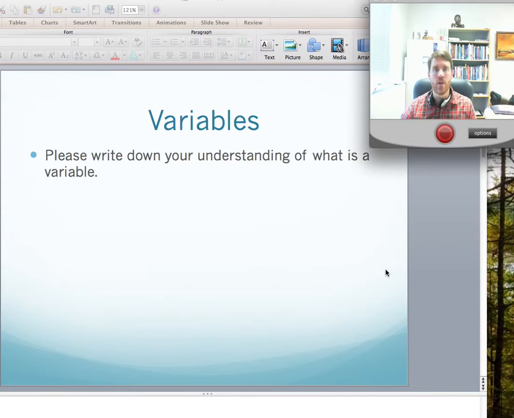So I wanted to pause here, and I'll give you a minute. You can pause the video and stop, but I want you to take a second, write down what is your understanding of what a variable is before we jump into it. So what's your understanding? How would you define it? Take a minute now, hit pause, and write that down.